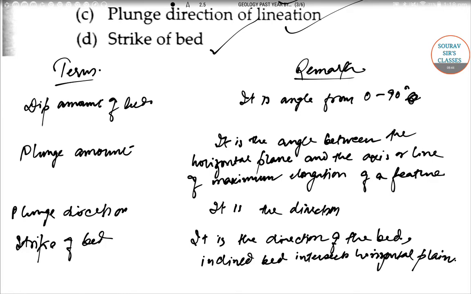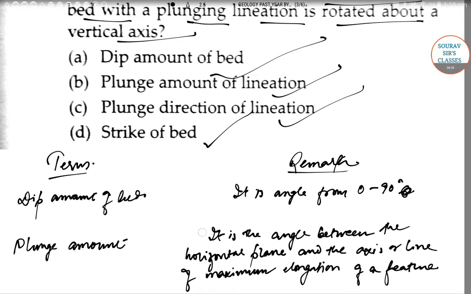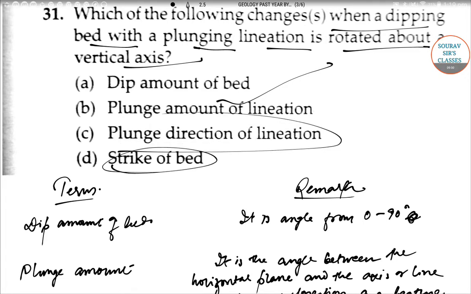So we have prepared the table, and according to this, the correct option of this question, that is dipping bed with a plunging lineation rotated above vertical axis, the correct option will be option number C and D both, that is plunge direction of lineation and strike of bed. So C and D both will be correct answers.